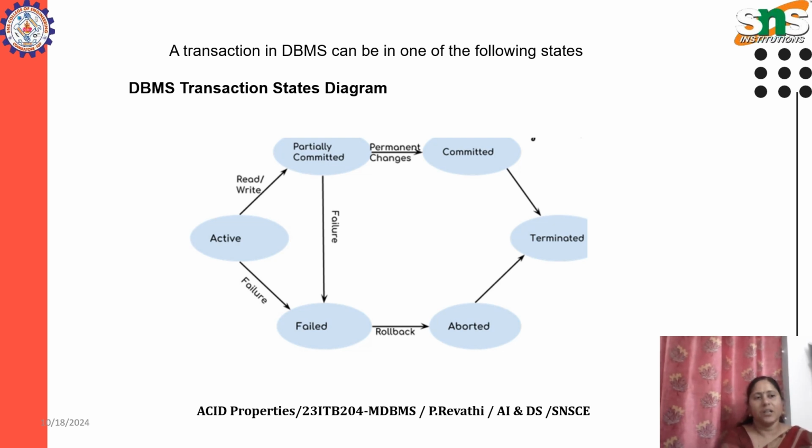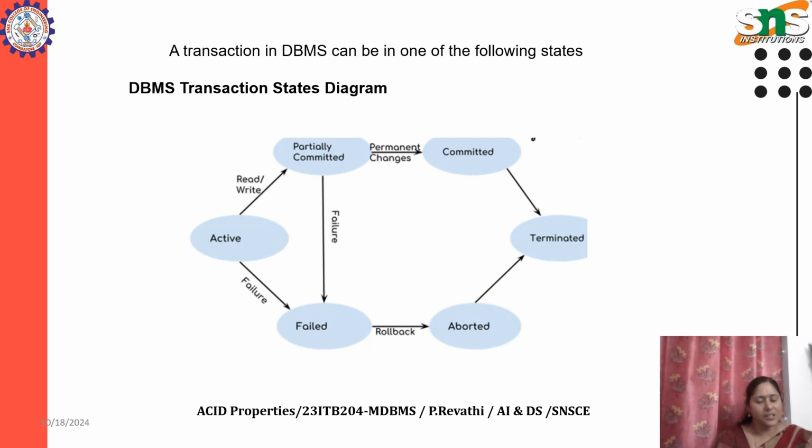Committed state. If a transaction completes the execution successfully, then all the changes made in the local memory during partially committed state are permanently stored in the database. You can also see in the diagram that a transaction goes from partially committed state to committed state when everything is successful. Next one is aborted state.